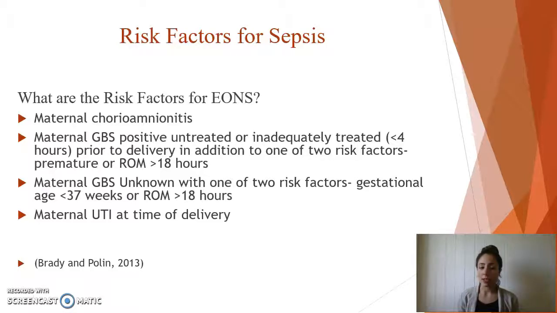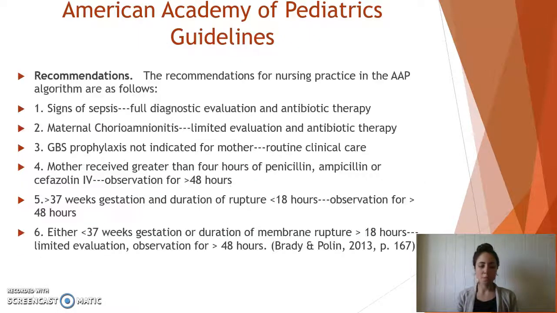Maternal GBS status unknown with other risk factors. So even if they don't know the baby was preterm or the membranes were ruptured for a prolonged amount of time, that will increase the baby's risk. And a maternal UTI at time of delivery can also impact the baby's risk.